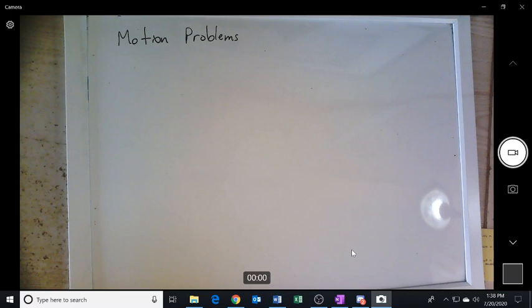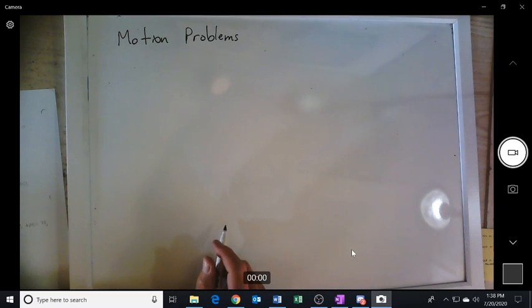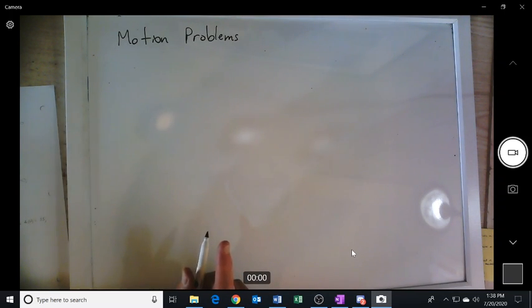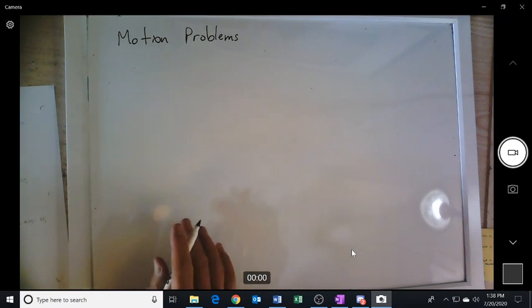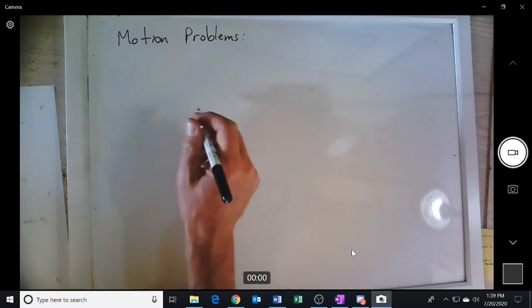And the motion problems, we had one in the practice quiz today. We were given a height function, and then we had to find the velocity and the acceleration. Now we're going to get problems that go in the other direction.